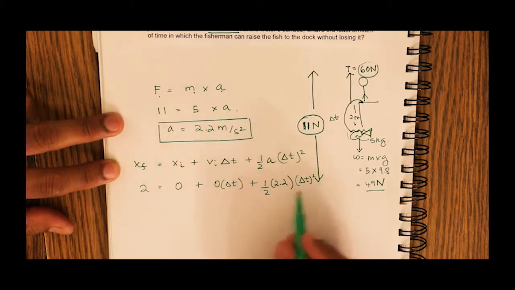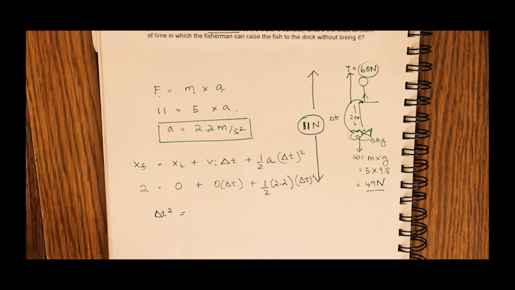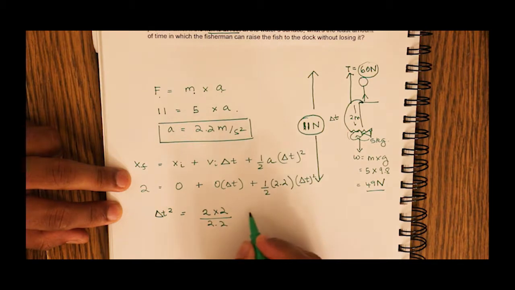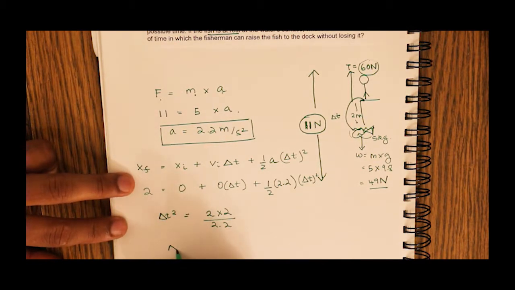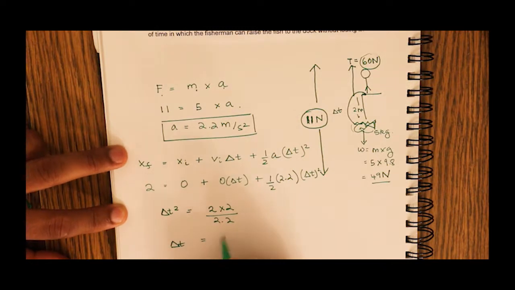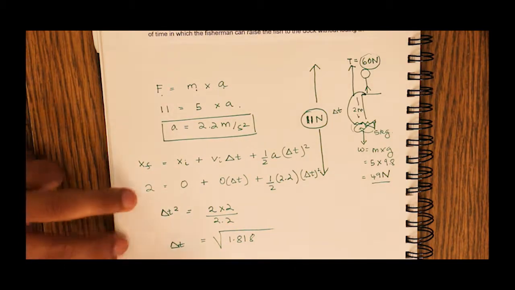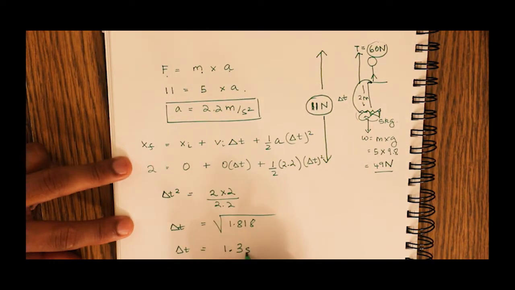So calculating for this, we end up with our delta time, the whole square, equals 2 into 2 divided by 2.2. So we can find our delta t as the square root of this value, which is 1.818. Our delta t we find as 1.3 seconds.